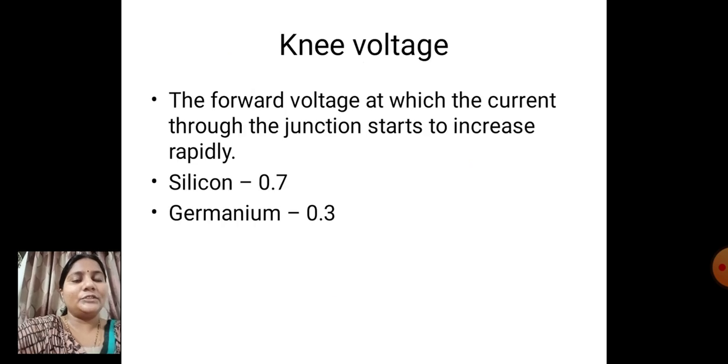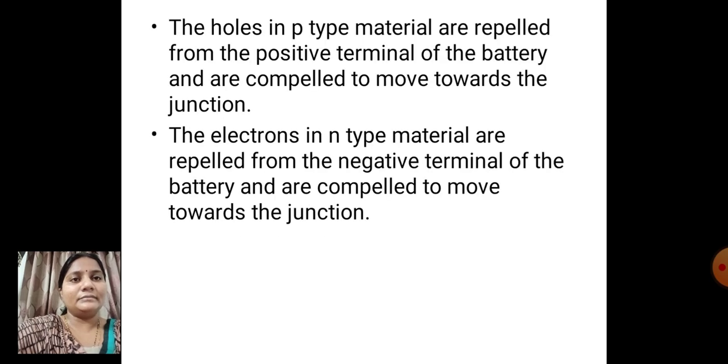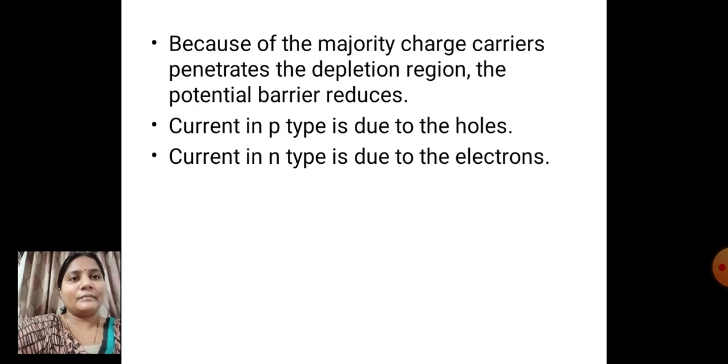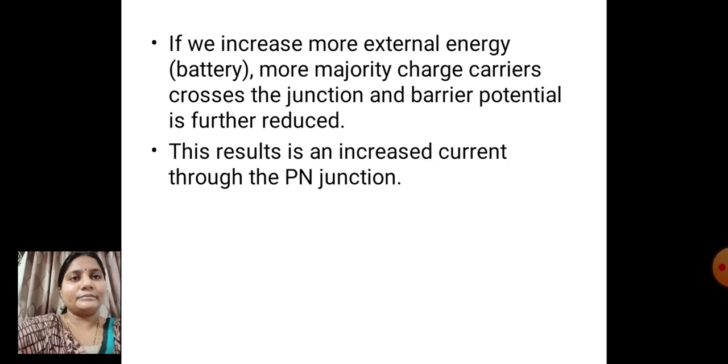Clear? So you know about knee voltage already. Please go through it once again. And this is the operation. This is how it is connected to the P type semiconducting material and N type semiconducting material. And this is the journey of electrons and holes from one side to another. And this is the result.